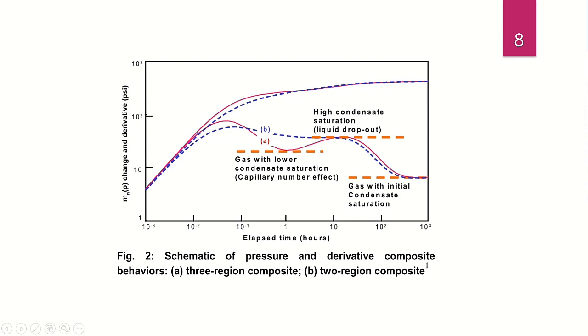This graph is the non-normalized single phase pseudo pressure versus the elapsed time. As the saturation of gas increases and decreases, we can see the fluctuation of the graph. From line A, we can see the gas with lower condensate saturation, where the capillary number is low compared to the gas with initial condensate saturation. Line B shows high condensate saturation and liquid drop rate. That means some part of the liquid will begin to form, and the two phase behavior can be seen.